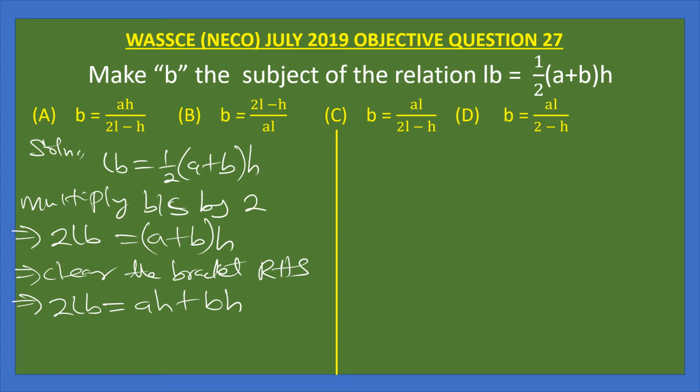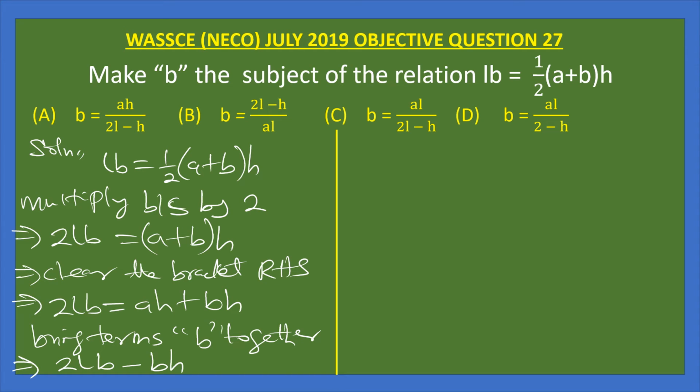So what do we do? We bring terms containing what? B together. Okay, so this now becomes 2LB minus BH as equal to what? AH. Remember, this BH is plus BH, so as it's going over this equality sign, it becomes what? Minus BH. So take that also, note it.